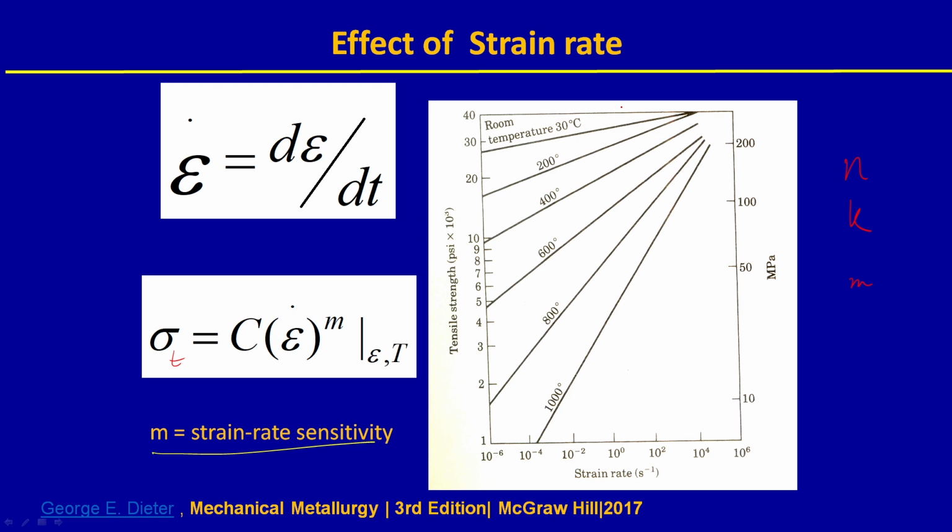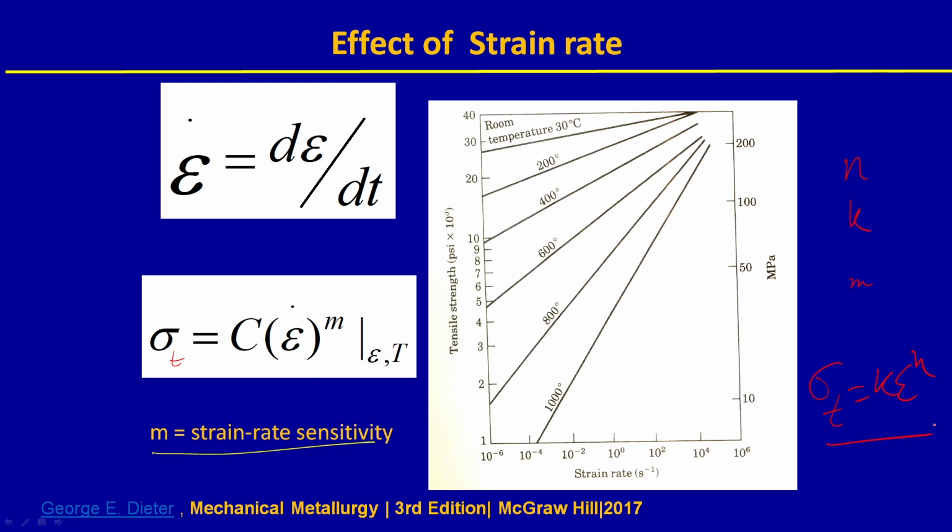M is what? Strain rate sensitivity. You have to understand one thing, this is a constitutive relationship like this one, sigma t is equal to k epsilon dot to the power m. These two are fundamental equations. They are widely used in modeling processes, modeling different materials. So, please keep in mind.